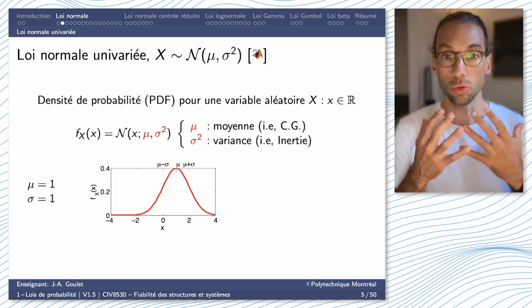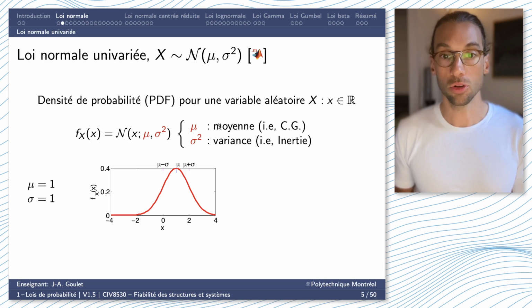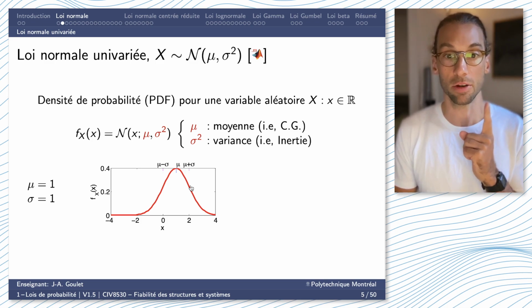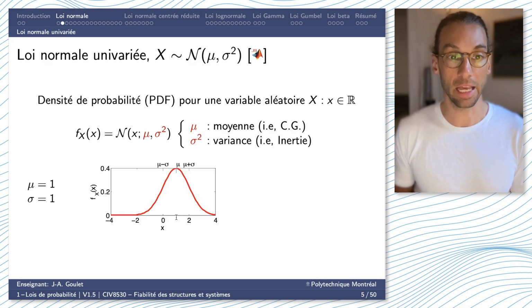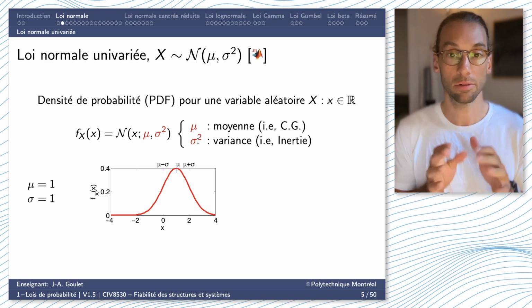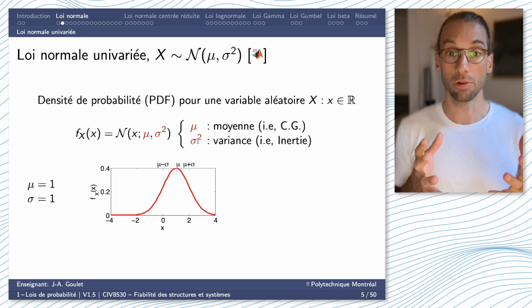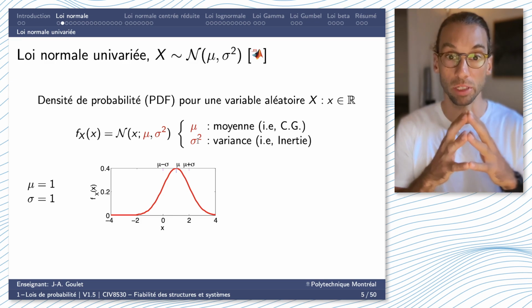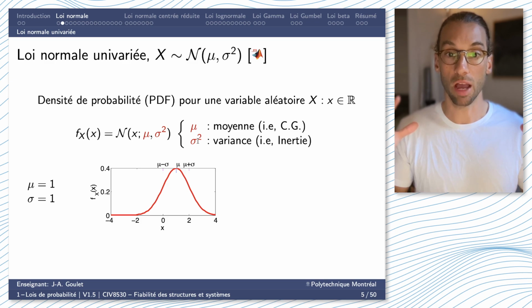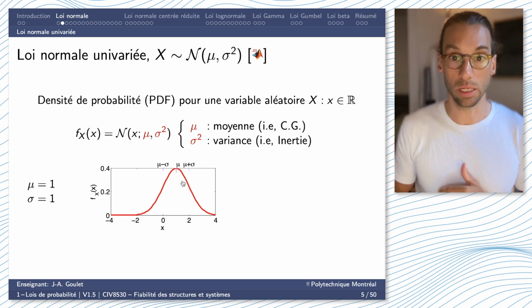In order to interpret those parameters, the mean represents the center of gravity of my probability density function. If I wanted to balance that PDF on my finger, it would have to be placed exactly at the mean. The variance, which is the standard deviation squared, is like the inertia of a structural cross section, measuring how much my material is spread around my center of gravity. So the variance measures how much my probability density function is spread around its mean.